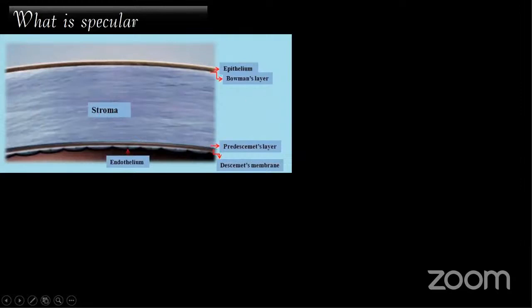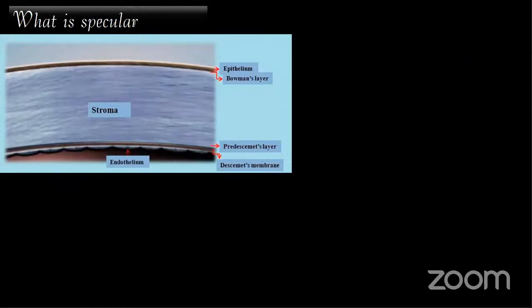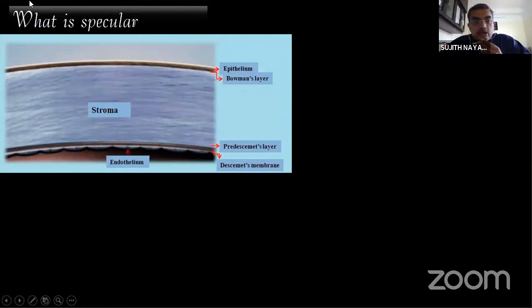So what is specular microscopy, or what is it doing? As most of us know, we have been taught that the cornea has 5 layers, starting from epithelium, followed by the Bowman's membrane, followed by stroma. Then you have the Descemet membrane with the endothelium on the inner side. And recently a pre-Descemet layer, or the Dua's layer, has also been described.